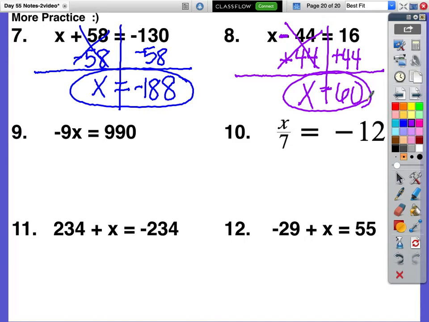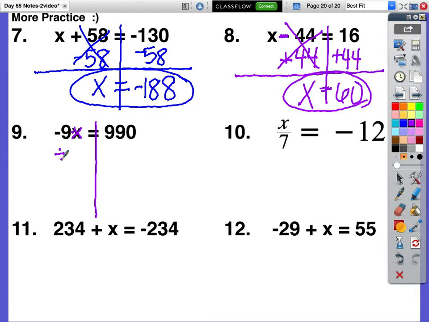All right, number 9, we've got negative 9x equals 990. I'm going to draw my line, and I need to look and see what operation is going on. So remember, X has a goal of being all by himself. And right now, there is a coefficient of negative 9 stuck onto it. Now remember, if you've got a number right next to a variable and there's no sign in between the number and the variable, that is a multiplication symbol. So if multiplication is going on here, I need to do division to solve this.